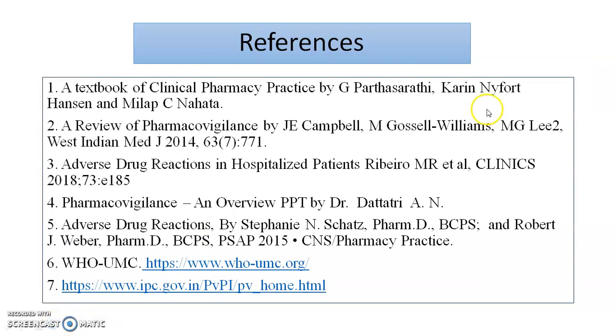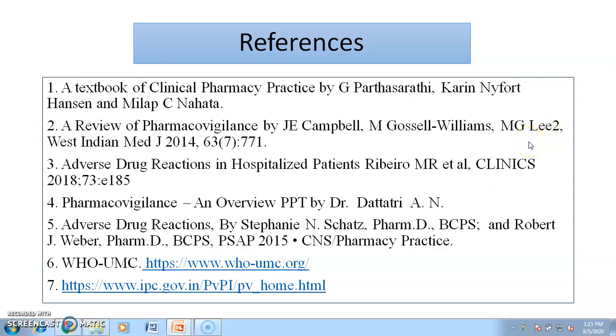These are some of the references I have used for this presentation: Textbook of Clinical Pharmacy Practice by G. Parthasarathi; Review of Pharmacovigilance by G.E. Campbell; Adverse Drug Reaction in Hospitalized Patients, a paper by Rebrio MR et al.; Pharmacovigilance: An Overview by Dr. Dattatreyan; and Adverse Drug Reaction by Steffi and Sajet.